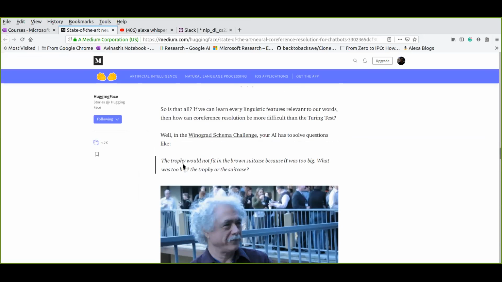Here is another example. The trophy would not fit in the brown suitcase because it was too big. Now, what exactly was too big here? Is it the trophy or is it the brown suitcase? Even for us humans, sentences like this can sometimes be tricky to understand. Now think about a machine that needs to figure out what exactly it refers to. In the Winograd Schema Challenge, the coreference systems or models that we build are expected to solve questions like this. That helps in evaluating these kinds of systems.